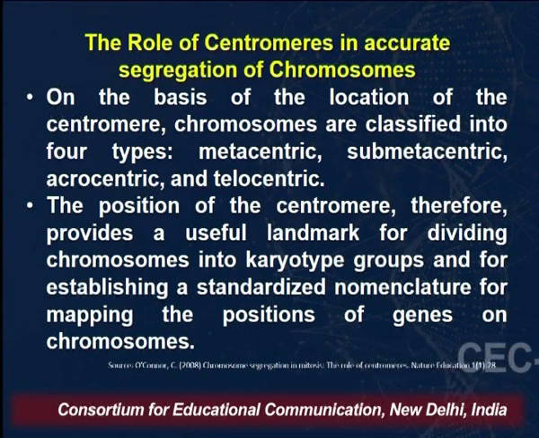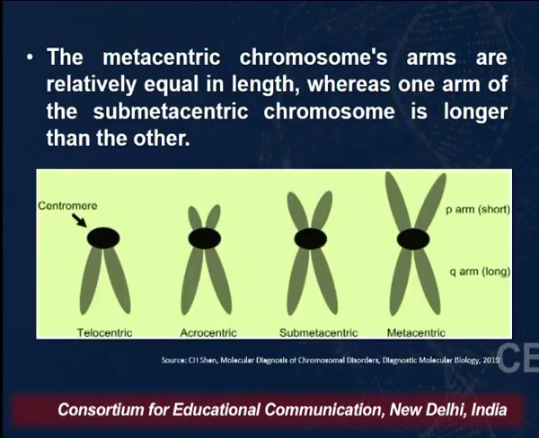Now, the centromere position is very important and it forms the important part of the attachment of the spindle fiber for the division process. Now, we see the diagram over here. This shows the positioning of the centromere. So, we can see the right hand side image, which is a metacentric chromosome where both the arms, the P arm and the Q arm, are almost the same length.